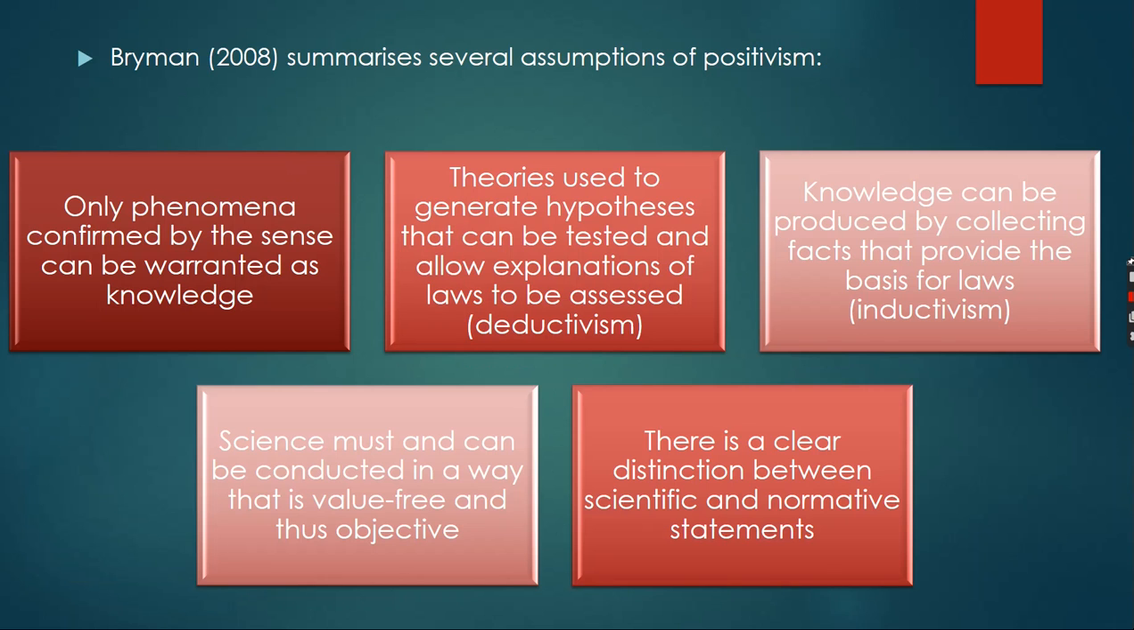Right, Bryman has summarized several assumptions on positivism, right? According to him, only phenomena confirmed by the senses can be warranted as knowledge, right? If it is not confirmed, cannot be assessed through your senses, then it cannot be regarded as knowledge, right? Theories are used to generate hypotheses that can be tested and allow explanations to be assessed, which is also what we call deductivism, right?